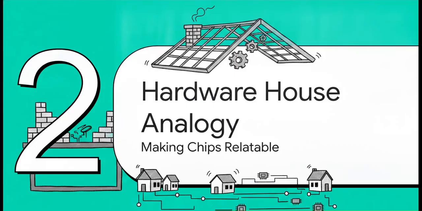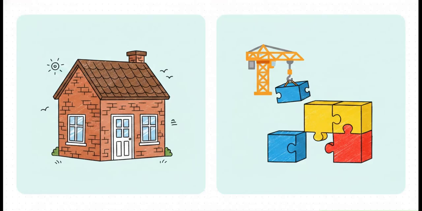Moving on to Section 2, the hardware house analogy, making chips relatable. You know, reading out technical names is one thing, but visualizing how they actually function, that's where the real learning happens. We're going to use a house-building metaphor here, and this brilliantly illustrates how we can think about these complex microchips. Imagine you're building a house, an ASIC.